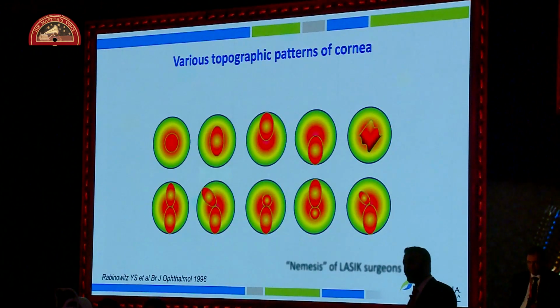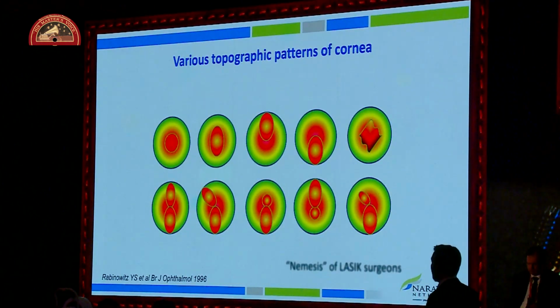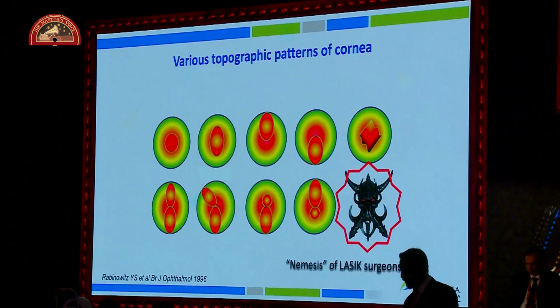Interestingly, Rabinowitz and colleagues published an article where they showed that there are usually 10 shapes which are possible on a Placido-based topographer, of which we, as refractive and cataract surgeons, are worried about the last shape, which is the asymmetric bent bow tie pattern, which is the pattern of keratoconus. So remember, when we see such a thing, that's where we should possibly be concerned.